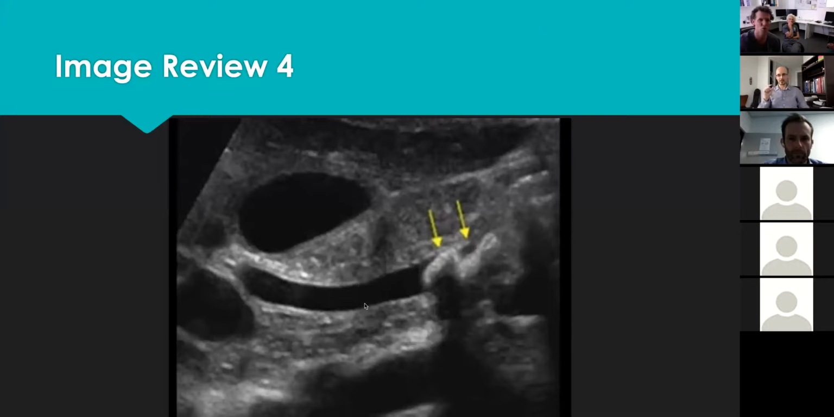Now, regarding the normal common bile duct diameter, there is a bit of a range to it. Up to 6 millimeters is normal. Most people are less than 4 millimeters, but up to 6 millimeters is normal. After age of 60, you can divide age by 10. For example, if somebody is 70 years old, 7 millimeters is fine. 80 years old, 8 millimeters is fine. The other thing is post-cholecystectomy, up to 10 millimeters is fine.